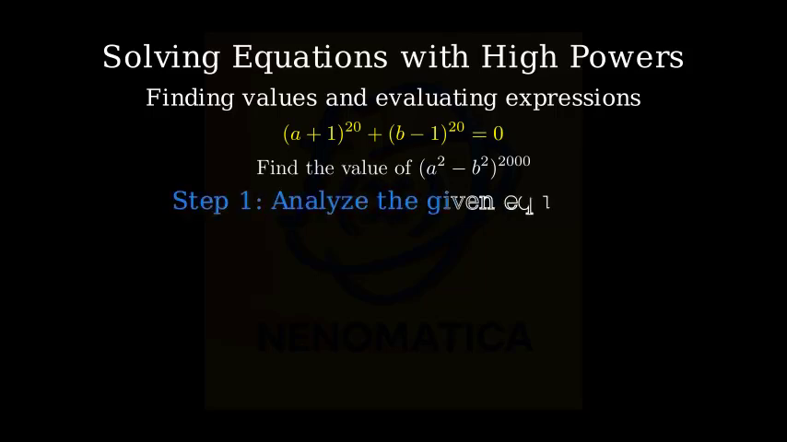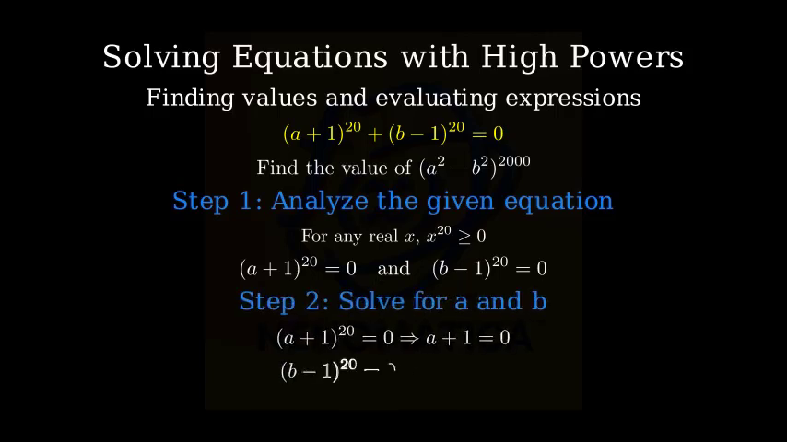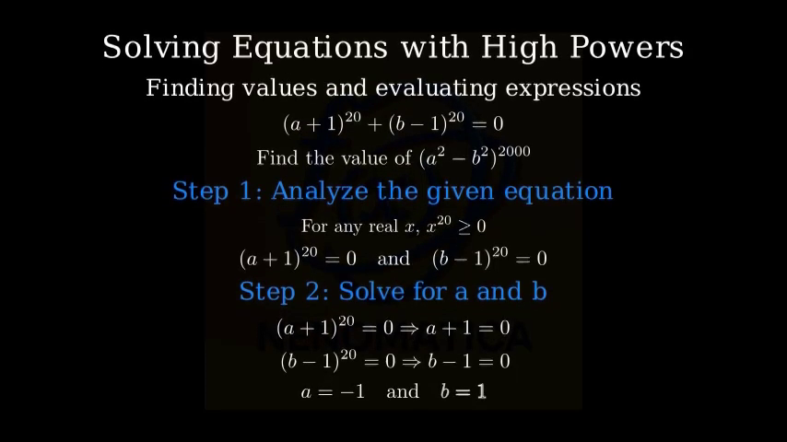Let's start by analyzing our first equation. Notice that when any real number is raised to the power of 20, the result is always non-negative. So we have the sum of two non-negative terms equaling 0. The only way this can happen is if both terms individually equal 0. Since (a plus 1) raised to the power of 20 equals 0, that means a plus 1 itself must equal 0. Similarly, since (b minus 1) raised to the power of 20 equals 0, b minus 1 itself must equal 0. Therefore, a equals -1 and b equals 1.